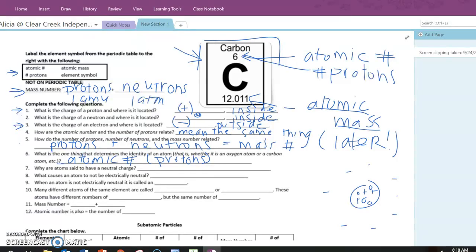Why are atoms said to have a neutral charge? So they're not always neutral. We'll learn that in a couple of days. But when they are neutral, it's because their number of protons equals the number of electrons. So for the time being, we're going to assume they're all neutral, and that's how you know how many electrons they have. So carbon has 6 protons. It also means that when it's neutral, it has 6 electrons.